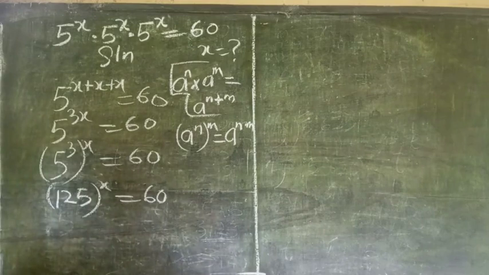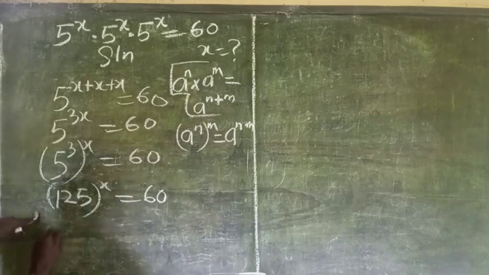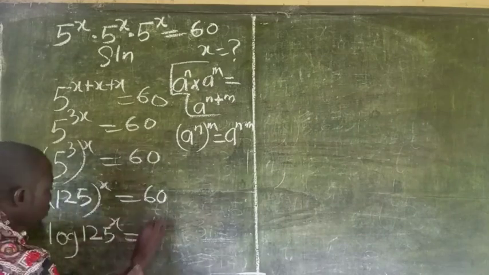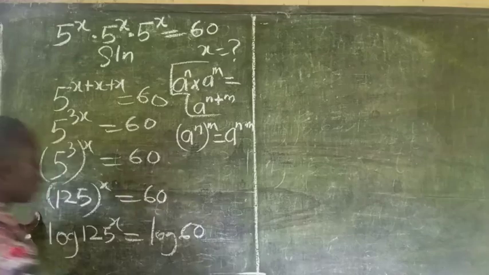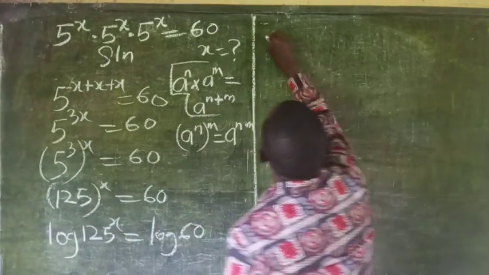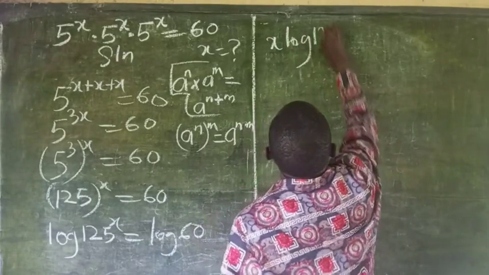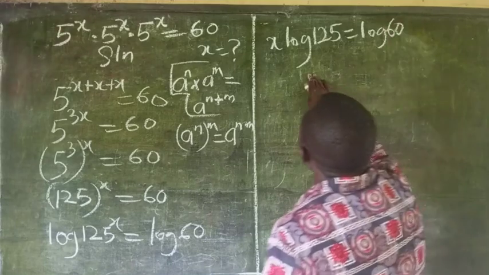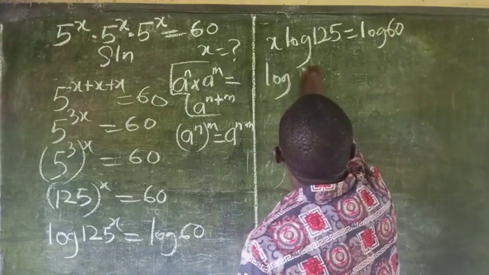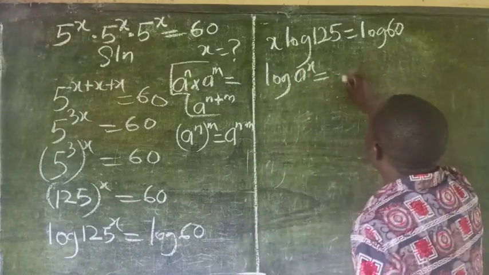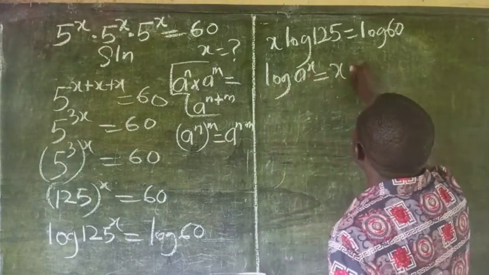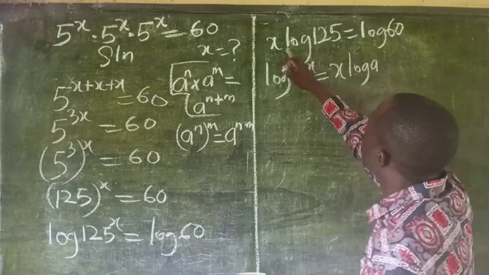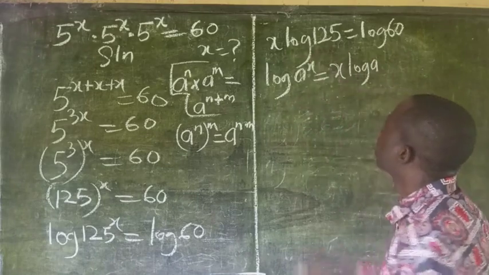From here, we're going to take the natural log of both sides, which will become log of 125 raised to power s equals log 60. Eventually this will be s log 125 equals log 60. The reason is that when you have log of a raised to power s, it's the same thing as s times log a; the power multiplies the log of a. That's why we transfer the s down so that it multiplies the log.